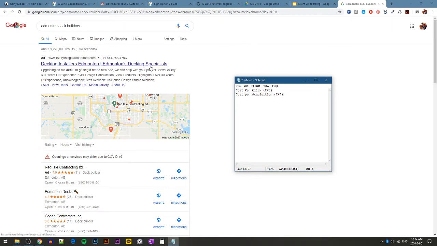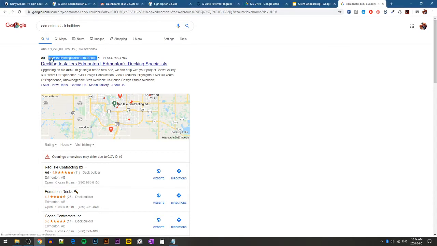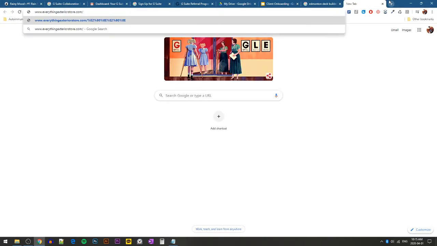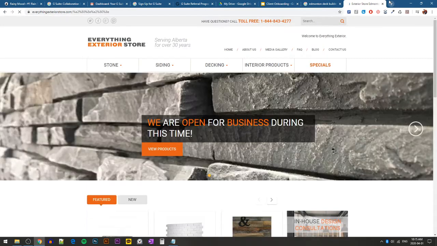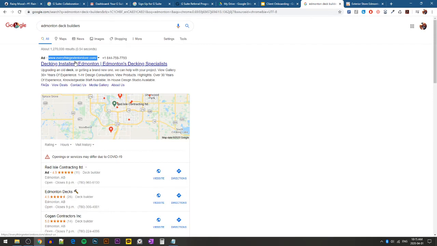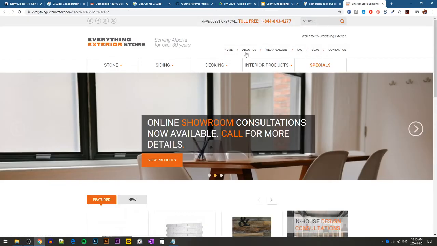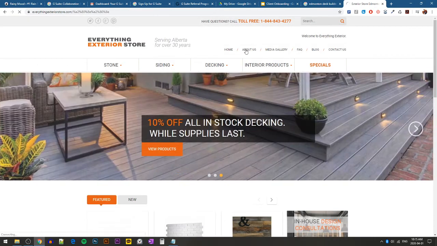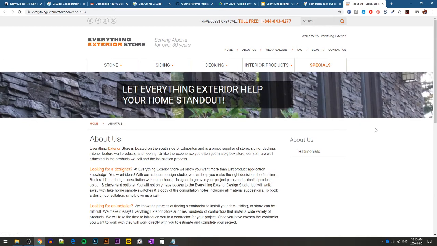If I was to click on this, which I'm not going to do because I don't want to make them pay for anything more than they need to, I'll go to everythingexteriorstore.com, which is too long for me to type, so I'm going to copy and paste that. Assuming that's where this ad went, if I hover over here and you look at the bottom left, it goes to the About Us page, which is pretty interesting. So their ad goes directly to here, and this is their landing page.